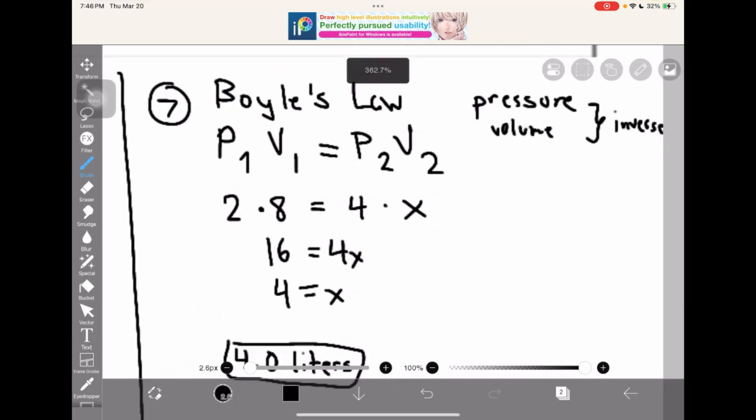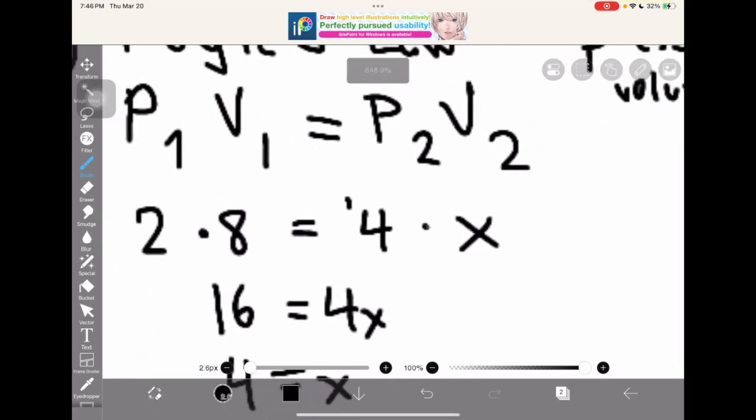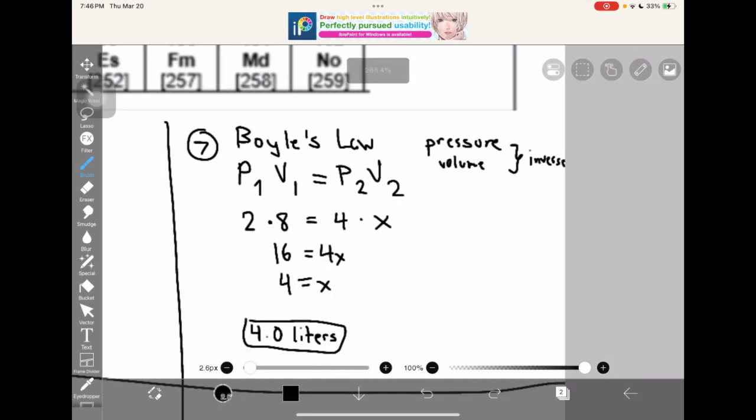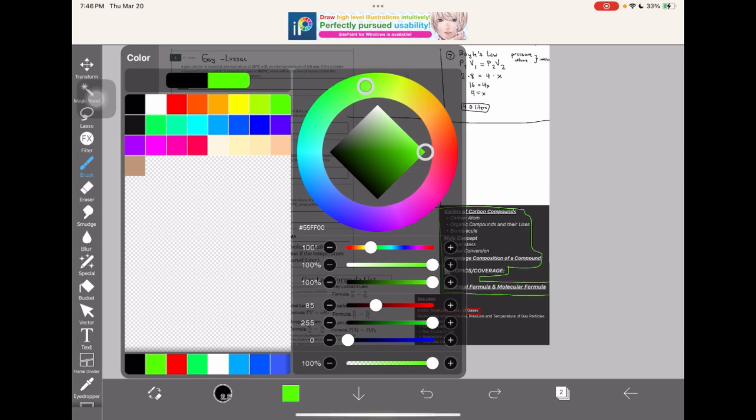So that's very simple. Now, as you can see over here, we did increase the pressure, so from 2 to 4. But in response, our volume, which is 8, became 4 instead, hence showing the inverse relationship of Boyle's law. Very good.